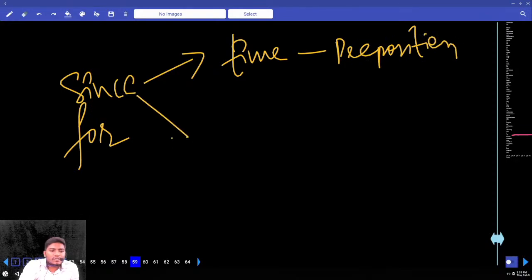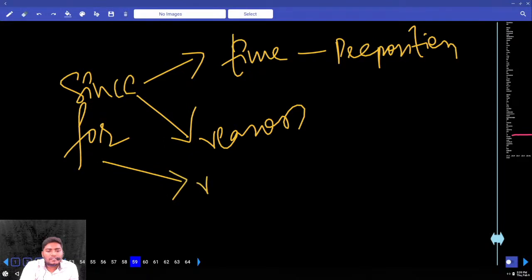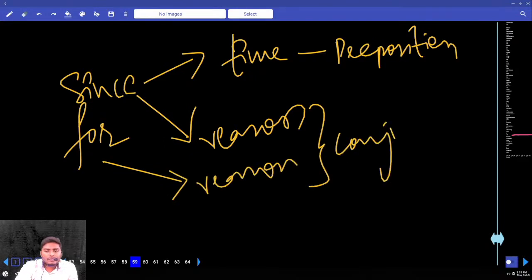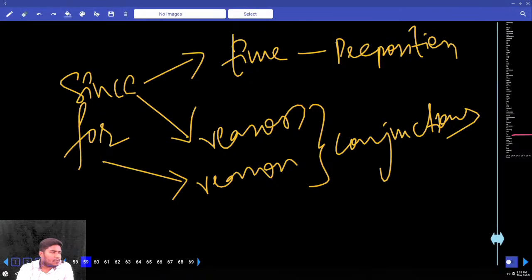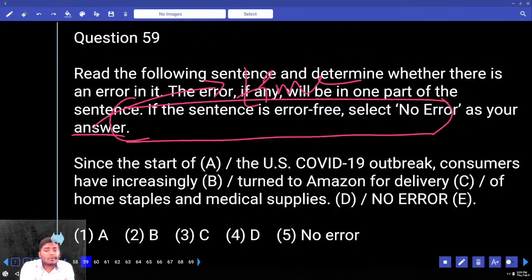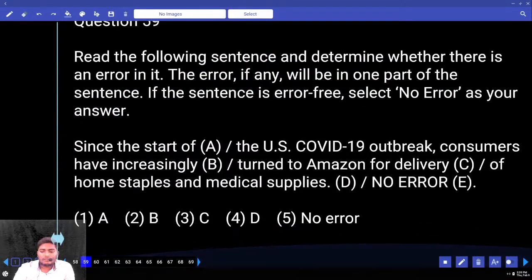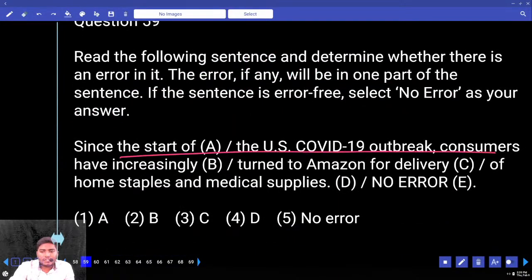When since is used for reason and for is also used for reason, both of them are conjunctions. So they have two parts of speech. Be very careful. Okay, now in this sentence, what is the part of speech of since here? Since is nothing but a preposition. We are speaking about the point of time of COVID-19.